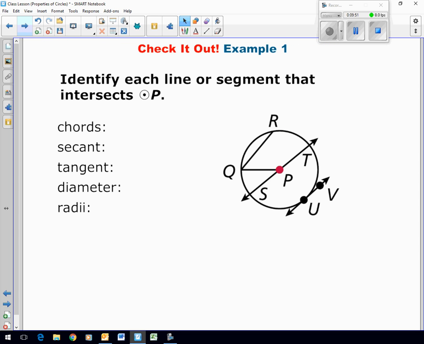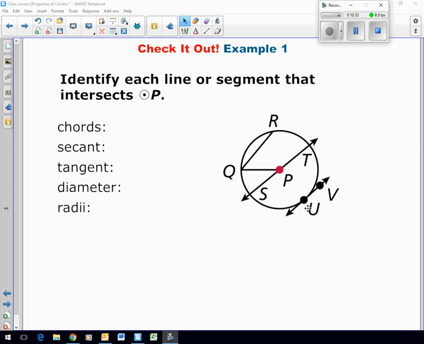Okay. You guys do this for me. Take 3 minutes. Write for me a chord, a secant, a tangent, a diameter, and a radius. Y'all tell me true or false. ST is a chord. True. Line segment ST is a chord. What about QR? Yes, line segment QR is also a chord. Perfect. Secant. How about line ST? Good. Y'all see the difference in it? Line segment ST is a chord. Line ST is a secant.